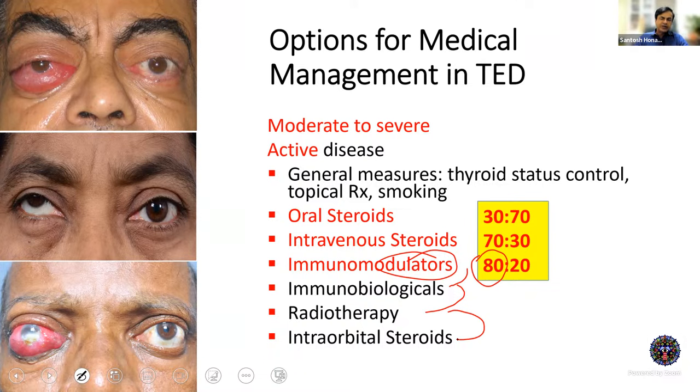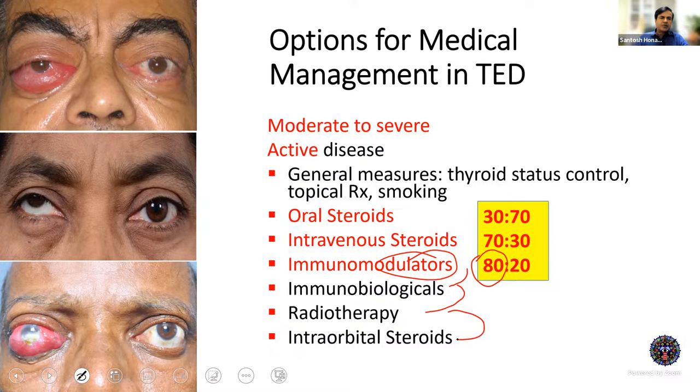Immunobiologicals, I'll come to a little later. But what about radiation? What do you know about radiation in thyroid disease? Does it help? It's very popular in certain centers, right? And what is the dose that is given? 2000 centigray is the dose that is given over 10 fractions. Some even give 15 to 20 fractions.